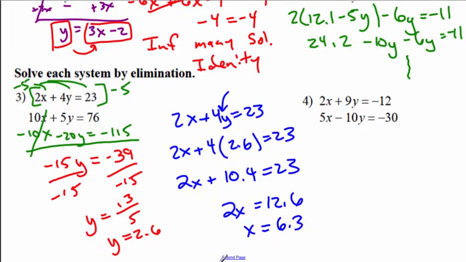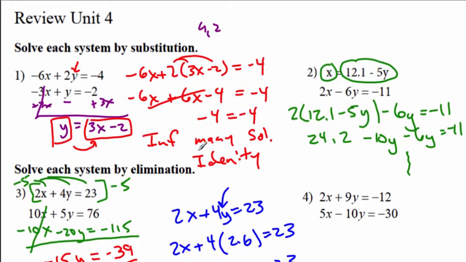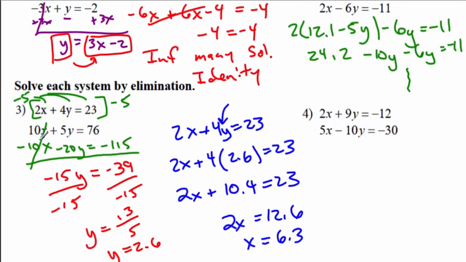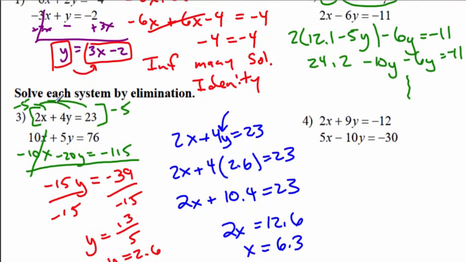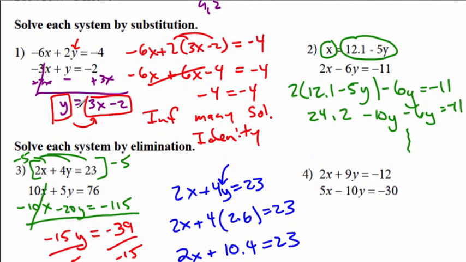Okay? So there's the first two methods we have. We have substitution and we have elimination. In elimination, you want to get some variables to cancel. In substitution, you want to solve for one variable, plug it in the other equation. Remember, if all the variables cancel out, if they're equal to each other, it's infinitely many solutions. And if they're not equal to each other, then you write no solution. Those two are opposite, though.